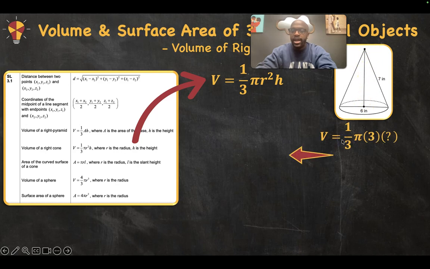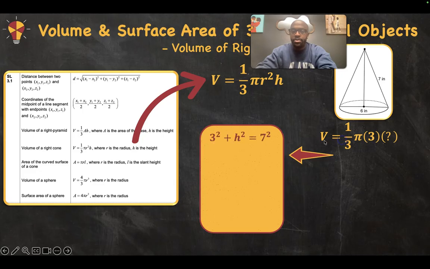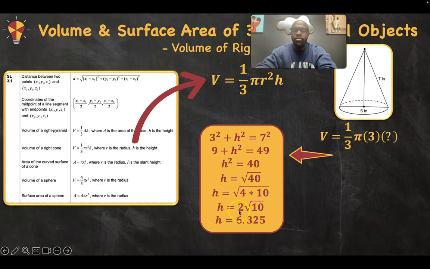So now we'll utilize that Pythagorean theorem. It'll be 3 squared plus a squared equals 7 squared. And then you will solve. So we get 9 plus a squared equals 49. Subtract 9 and you get square root of 40. Now that can be simplified down to 2 square root of 10, or if they just want to give you a decimal, it'll be 6.325.